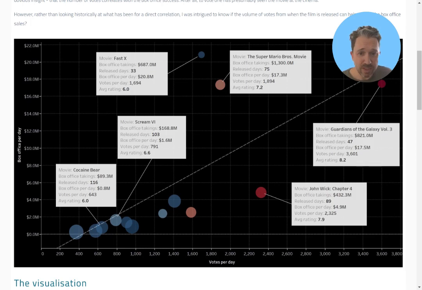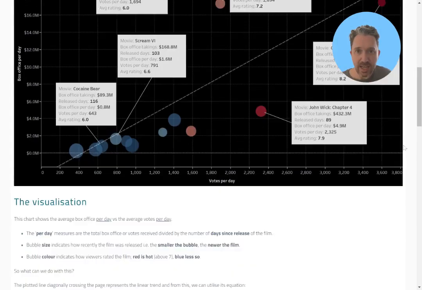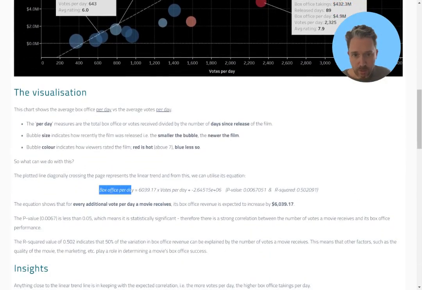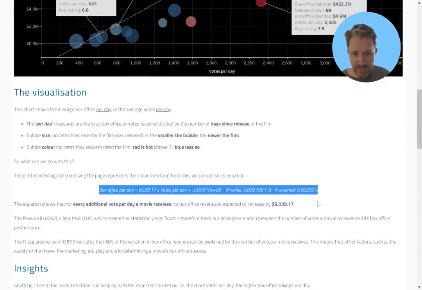What can we do with this? Well, that linear line that gives us an indication of the relationship provides an equation. Now, that equation there, in layman's terms, as stated underneath, means that for every additional vote the movie receives per day, you expect the box office sales to increase by $6,000. And that's quite useful as a starting point to understand the relationship. It is significant, and the amount explained by that simple equation is about 50%. So it's not amazing, but it's a good starting point.